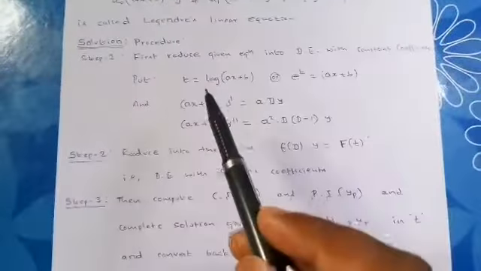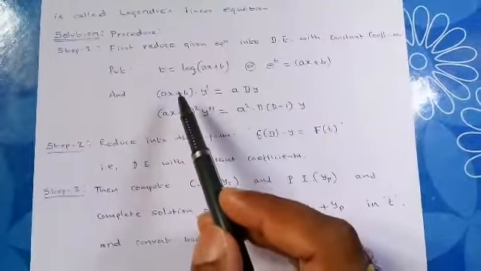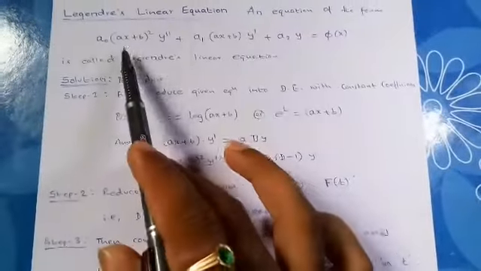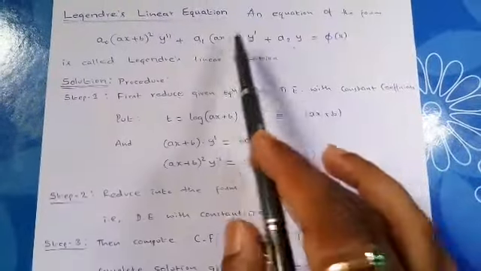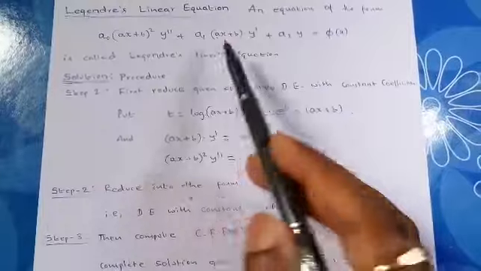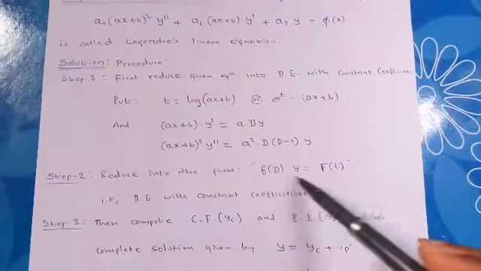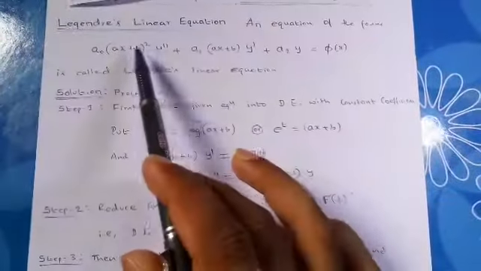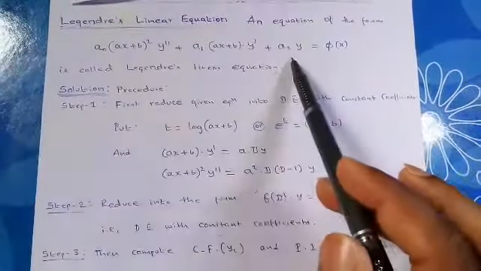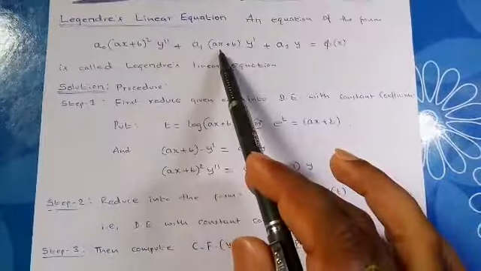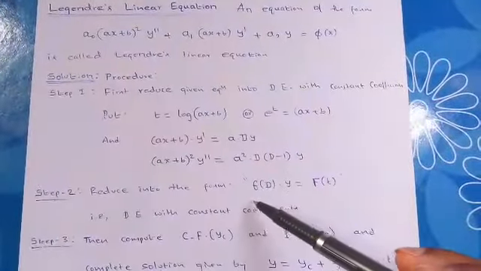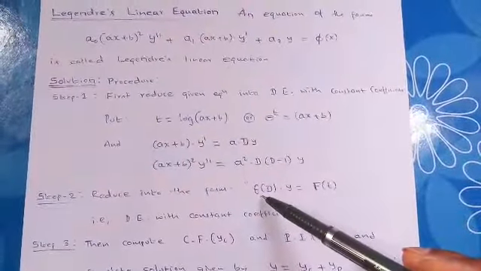To find the solution of Legendre differential equation, first we have to reduce this differential equation with variable coefficients into a differential equation with constant coefficients.